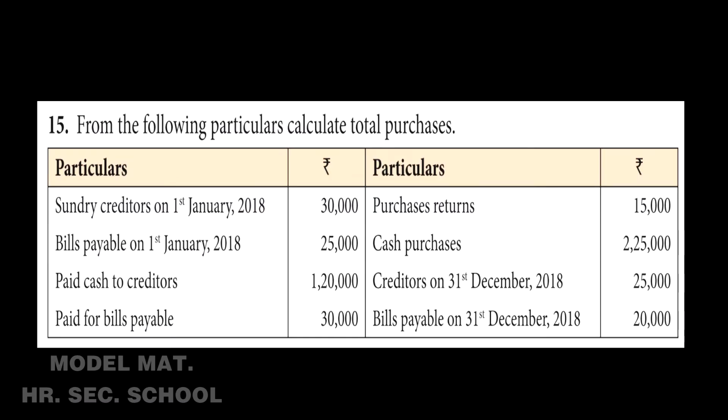From the following particulars, calculate total purchases. Sundry creditors on 1st January 2018, 30,000. Bills payable on 1st January 2018, 25,000. Paid cash to creditors 1,20,000. Paid for bills payable 30,000. Purchases returns 15,000. Cash purchases 2,25,000. Creditors on 31st December 2018, 25,000. Bills payable on 31st December 2018, 20,000.